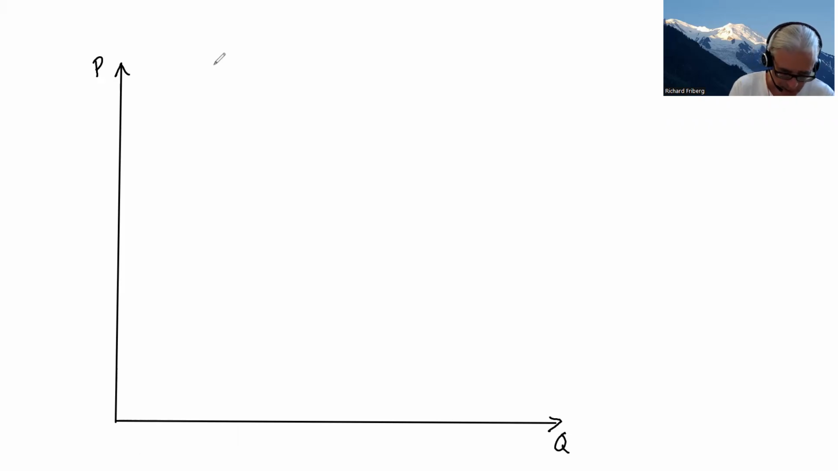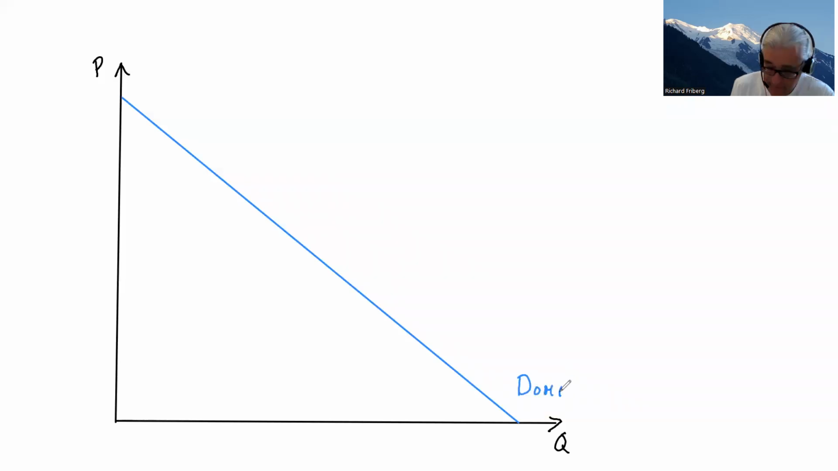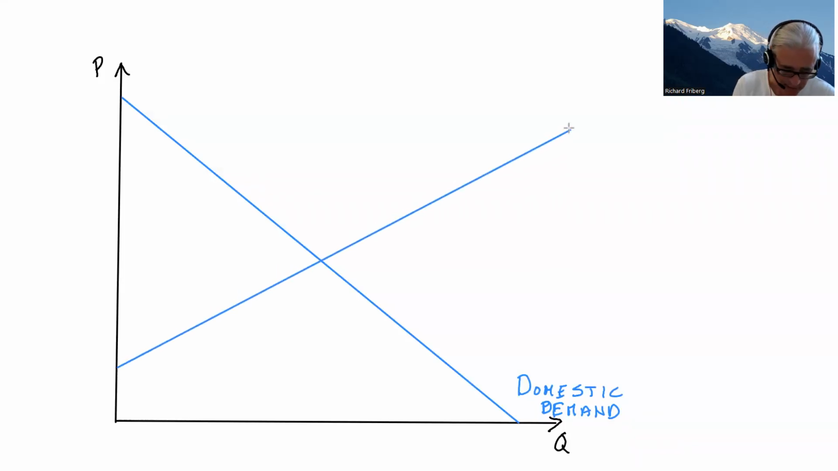Okay, so there's a domestic demand curve. So this is how much consumers in this country want to buy at different prices. It's typical: the lower the price, the more apples people want to buy. Then we have a domestic supply curve. So this would be, in this case, apples by domestic apple growers.